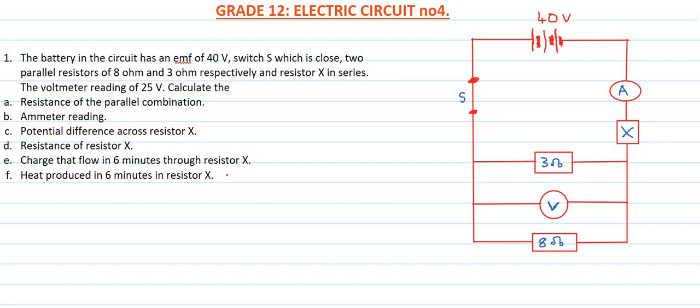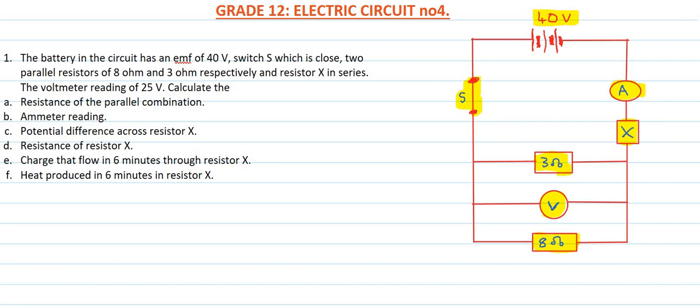Let's look at our circuit diagram. In our circuit diagram, we are given the emf, which they said is 40 volts, the switch, which is closed, the ammeter, the resistor X, which is unknown, and the two resistors which are connected in parallel, which is 3 ohm and 8 ohm. Our voltmeter value was given, which was 25 volts.